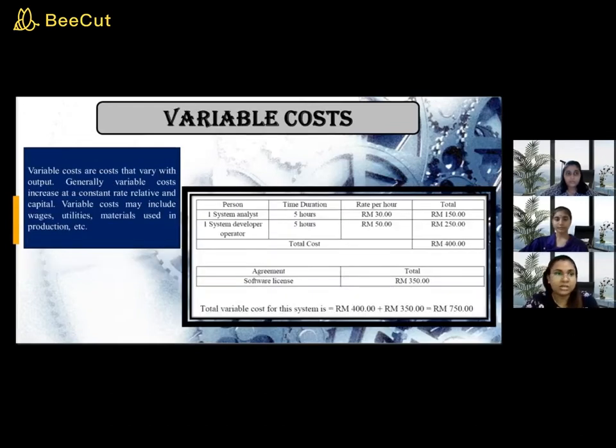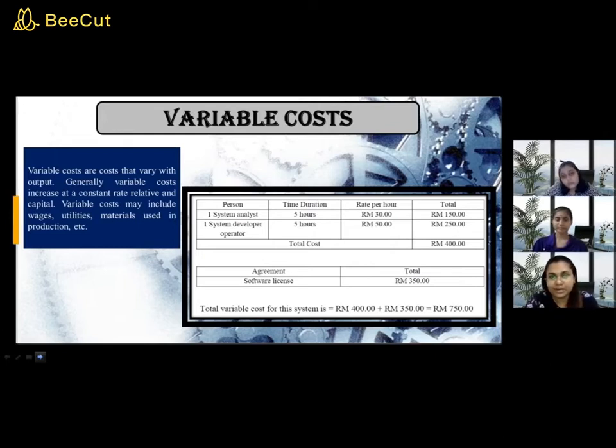Variable costs. Variable costs are costs that vary with output, increasing at a constant rate. Variable costs may include wages, materials used in production, etc. Time duration for one system analyst is 5 hours. Rate per hour is 30 ringgit and the total will be 150 ringgit.